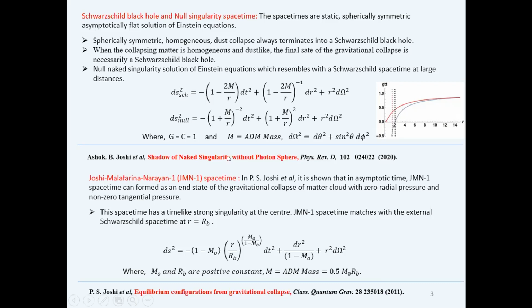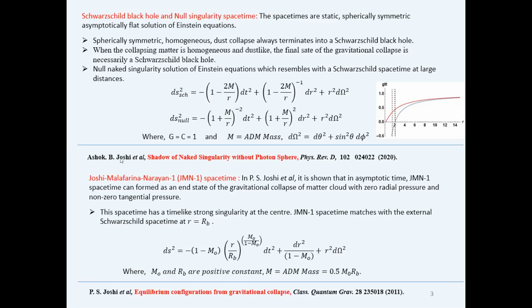And in this null spacetime, ds squared, in this spacetime, a strong null singularity develops at the center. So I call it the null singularity spacetime. Actually, this spacetime resembles the Schwarzschild spacetime at a large distance. I'm not actually an expert in the causal structure, but I think this particular null singularity spacetime is a marginal case.